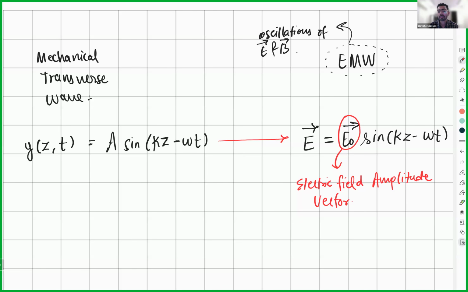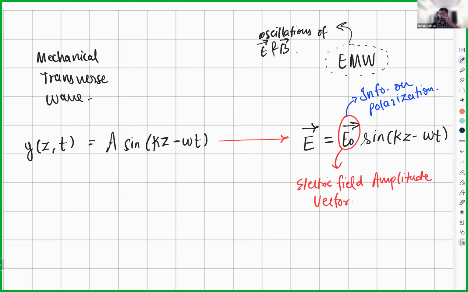Because the second factor, that is the sine of kz minus omega t, is a phase factor. Okay. Now phase factor will have certain role in the circularly polarized light as well as elliptically polarized light, and in plane polarized light as well. But over here it is not telling you about the direction in which electric field is. So that is why this circled quantity, that is electric field amplitude vector, is very important if we talk about polarization. This gives you information on polarization.